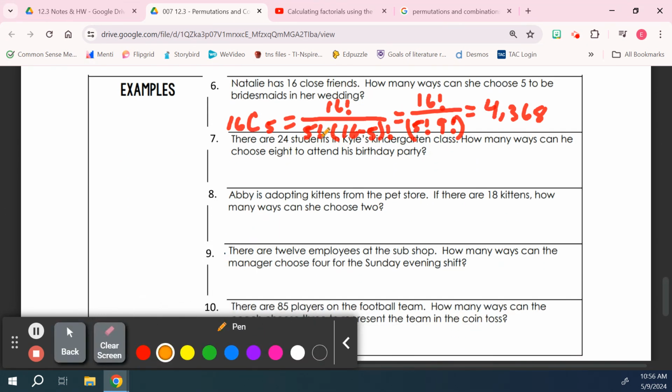There are 24 students in Kyle's kindergarten class. How many ways can he choose 8 to attend his birthday party? So this will be 24C8. So this will be 24 factorial over 8 factorial, and then 24 minus 8 factorial. So this will be 24 factorial over, again, parentheses, put that in your calculator, 8 factorial times 16 factorial. What do we get as an answer?